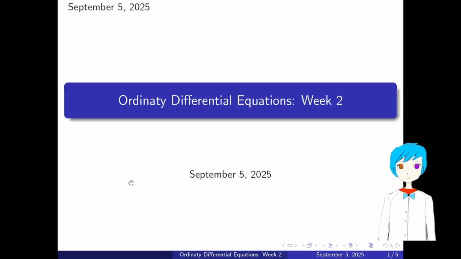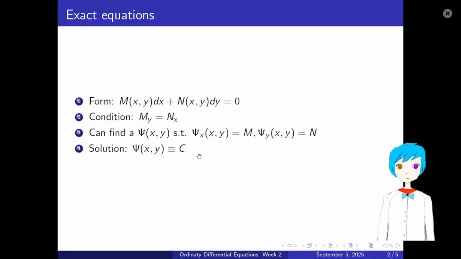We're going to do a brief review of our week 2's lecture for ODEs. So first, we introduce a specific kind of first order ODE, which is called the exact equation. The exact equation is written as M dx plus N dy equals 0. The condition they should satisfy is that the partial derivative with respect to y of M equals the partial derivative with respect to x of N.